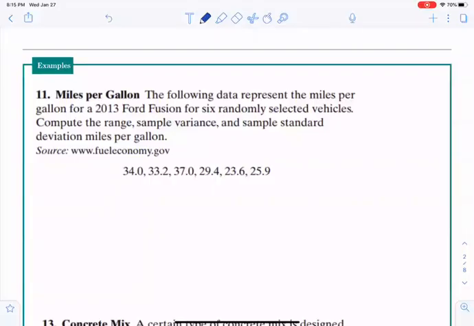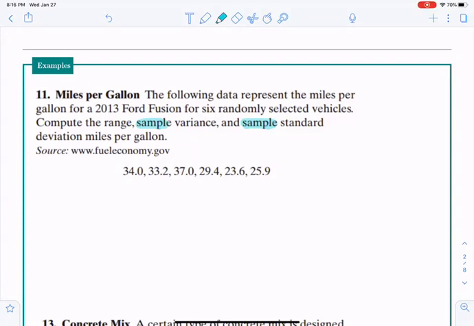So here is a sample, a very small sample, and it represents the miles per gallon for a 2013 Ford Fusion for 6 randomly selected vehicles. And we've got to compute the range, the sample variance, and sample standard deviation in miles per gallon. The key word to note here is sample, because there is something else called an estimator for population variance and population standard deviation. When I do it in the calculator, I'll let you know.